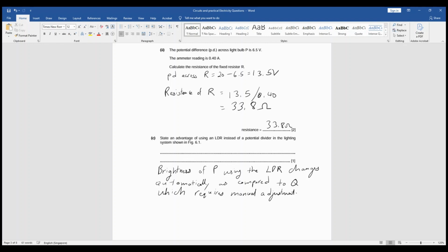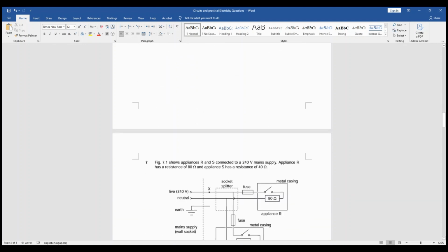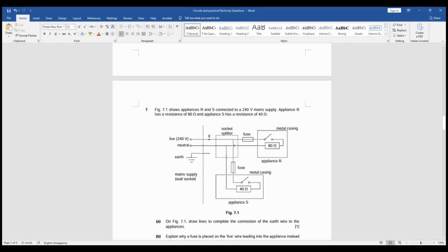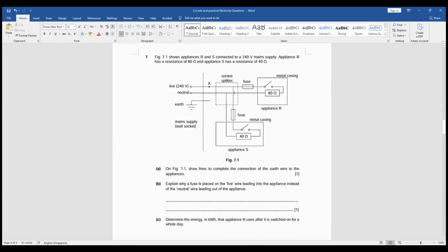Okay, that's for C. And next question. Show appliances R and S connected to a 240 volt main supply. Appliance R has a resistance of 80 ohms, S has a resistance of 40 ohms. Draw lines to complete the connection of the earth wire to the appliance. Very simple. It should be touching the metal casing.